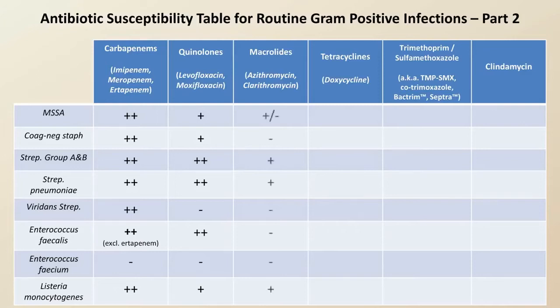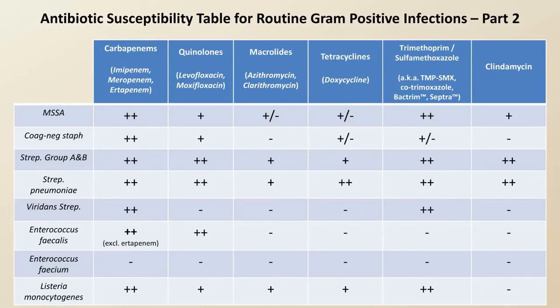Gram-positive coverage from the macrolides, most commonly azithromycin, but also clarithromycin, is fair with better coverage of strep pneumoniae and group A and B than anything else. Tetracyclines, which in the United States essentially means just doxycycline, has excellent strep pneumo coverage, but as with the macrolides, otherwise has less robust gram-positive coverage. Trimethoprim sulfamethoxazole, which goes by many other names, most common of which is Bactrim in the US and cotrimoxazole in many other parts of the world, has great gram-positive coverage with the exception of enterococcus and coag-negative staph. Finally, clindamycin covers MSSA a bit, as well as group A and B strep and strep pneumoniae.